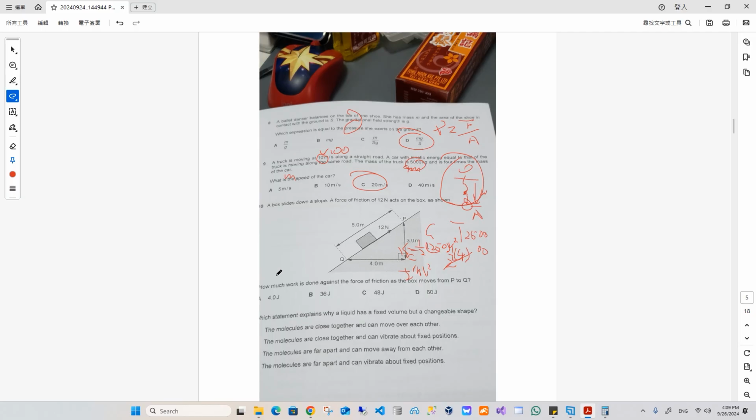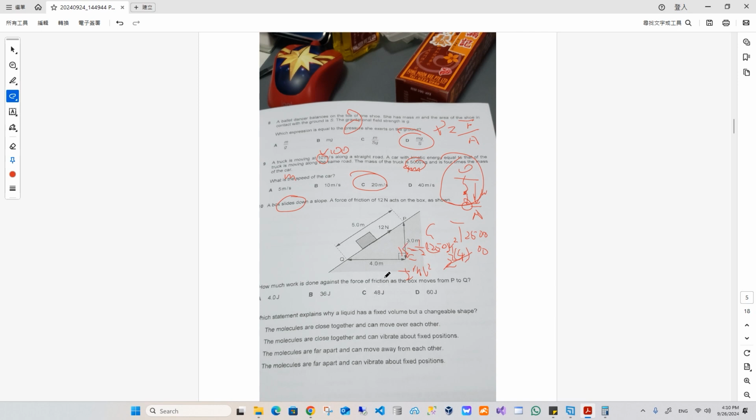A box slides down a slope and a force of friction of 12 Newton acts on the box as shown. How much work is done against the force of friction as the box moves from point P to Q? The forces are friction, the weight, and the normal reaction. It is sliding down, so the friction is not enough to balance the weight component down the slope. If you resolve them, that is the resultant force that travels this way.